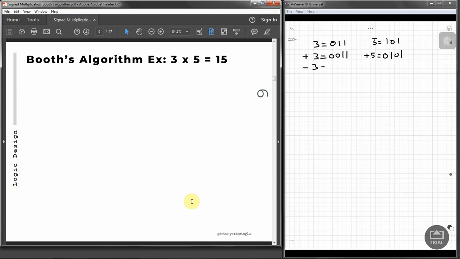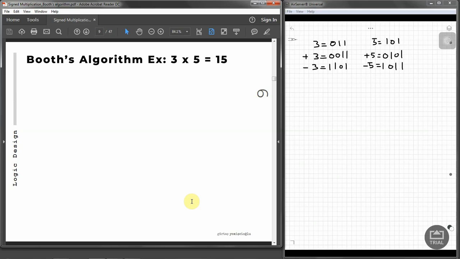And that is equal to the complement of the plus 3. So 1, 0, 1, 1. And minus 5 is equal to 1, 1, 0, 1. So we have got the numbers and they have an equal number of bits, and then we can derive our algorithm.